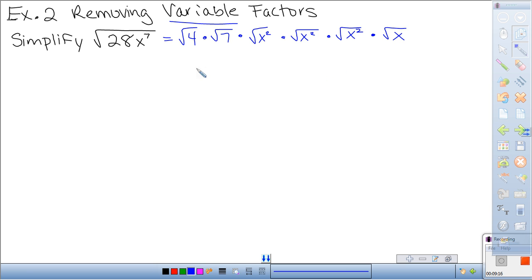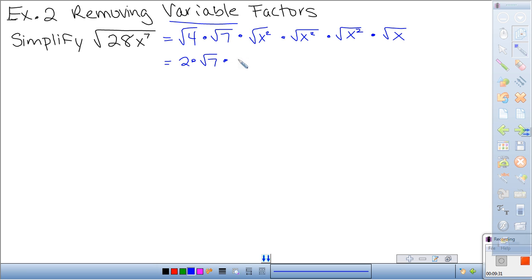Okay, so now we're going to apply the same method we do to our numbers with our variables. So the square root of 4 is 2 times the square root of 7, we can't do anything with that, times the square root of x squared. Basically, the square root and the squared cancel each other out.